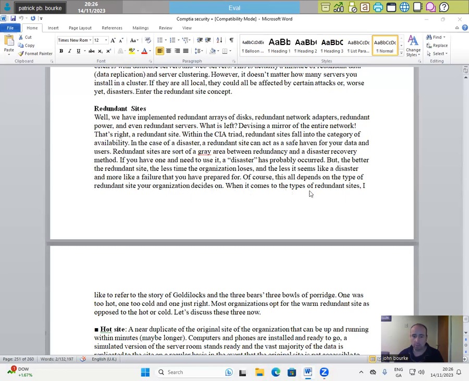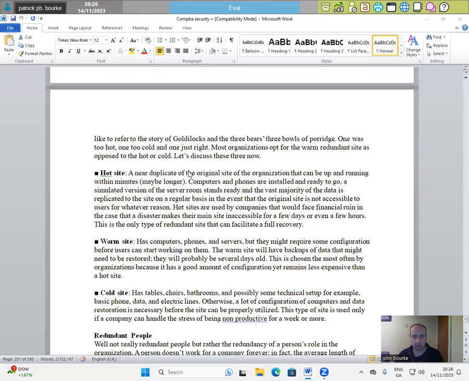When it comes to types of redundant sites, I like to refer to the story of Goldilocks and the three bears, three bowls of porridge. One was too hot, one was too cold, one was just right. Most organizations opt for the warm redundant site as opposed to hot or cold. Let's discuss these three now.